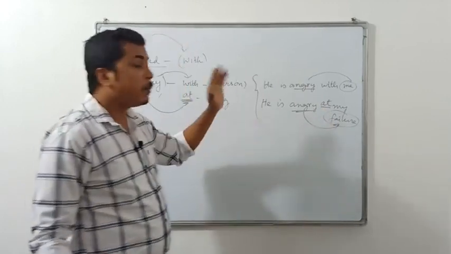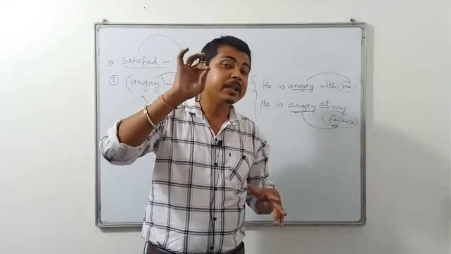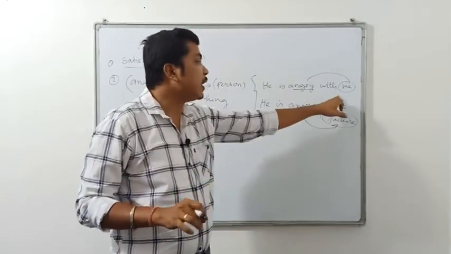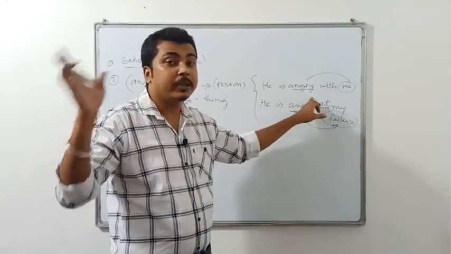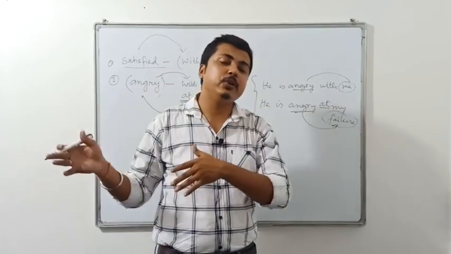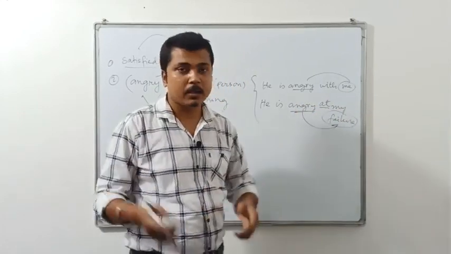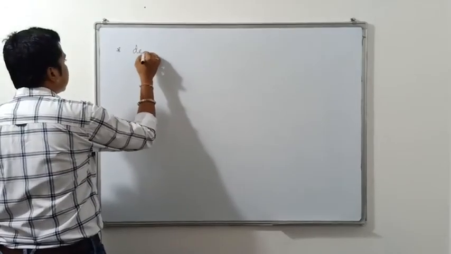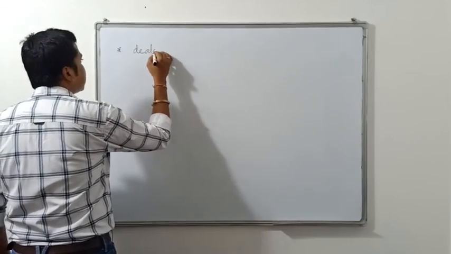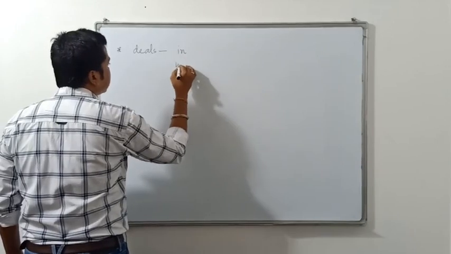Remember, if you remember one thing, automatically the other thing you can remember. If you keep one thing in your mind, angry, when it refers to person, I have to use with. Then automatically when it refers to some other thing, you will use the prepositional word at. Let us understand some other word. Deals, along with word deals in, deals with.